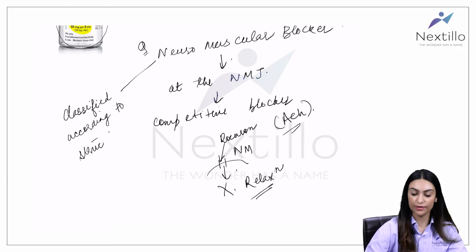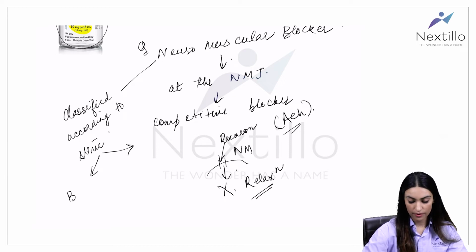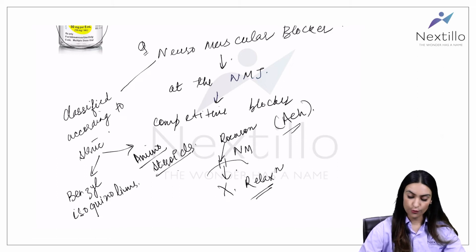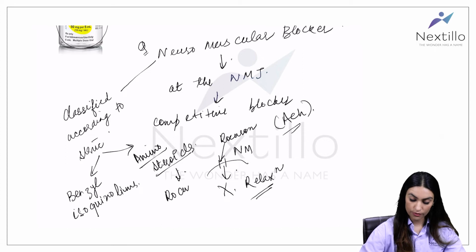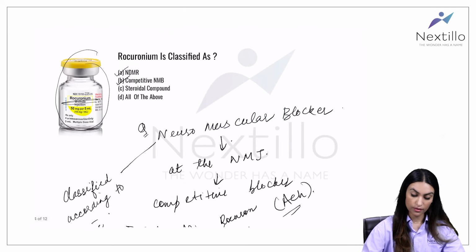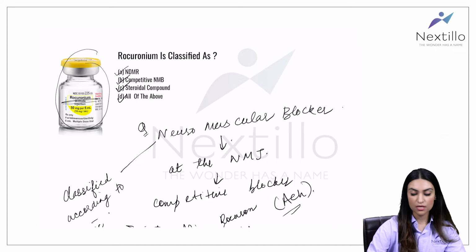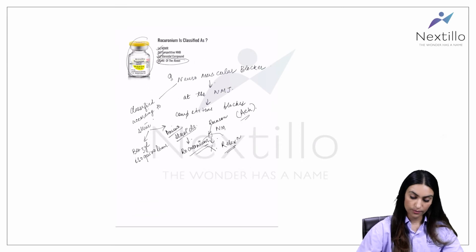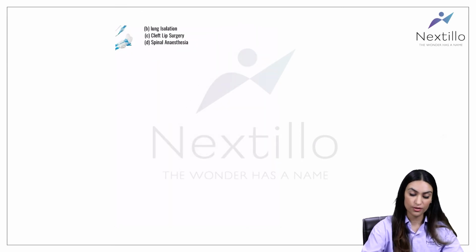We have a structural classification. We have 2 types. We have benzylisoquinoliniums, and the other ones are aminosteroids. Now, rocuronium falls into the category of aminosteroids. Hence, all of the above is the correct answer over here. Now, let's move on to the next question.